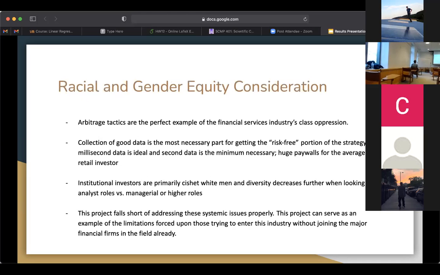The racial and gender equity consideration. I've touched on this in my previous presentations, but arbitrage tactics, I really believe, are a great example of how oppressive the financial service industry is based on class. It's a tactic that takes an enormous amount of wealth to start with to make money off of, because, as we saw in this program, the optimistic view is only making about $100 a day.